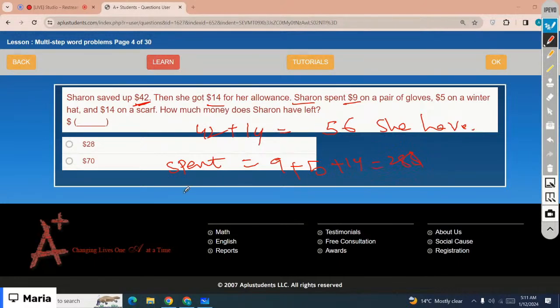You need to calculate the money she has left. She has a total of 56, out of which 28 she has used buying a pair of gloves, winter hat, and scarf. So 56 minus 28 is $28. That means she still has $28. Got it? The correct option is $28. So she still has $28, right? The correct option is $28.